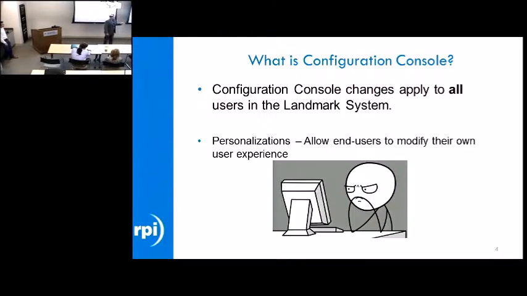The important thing to note about Configuration Console is that changes apply to all the users in the Landmark system. That's different from personalizations. There's kind of two layers of configuration that you can do. You can do an all-system layer, which is the config console, and then you can do personalizations. Personalizations are where you as a user can go in and delete things from your own menu, and move things around like you want to see them. That's different from what we're talking about here. And I'll show you later how that's managed.